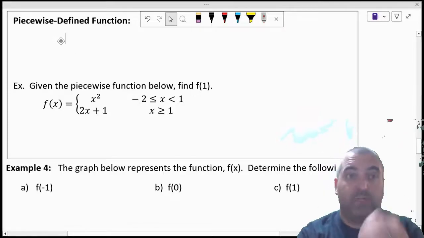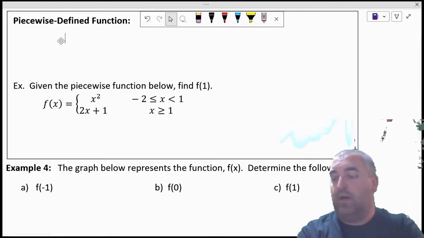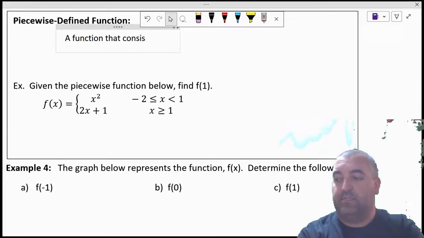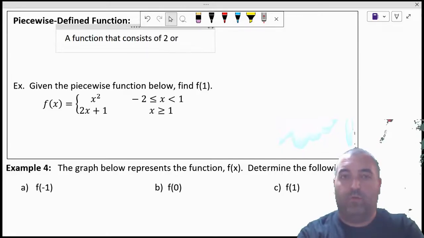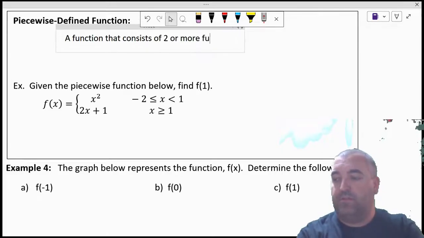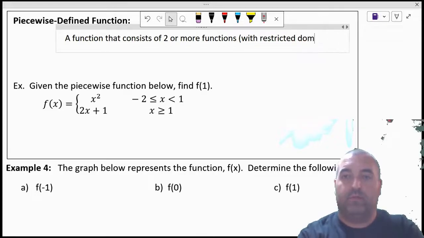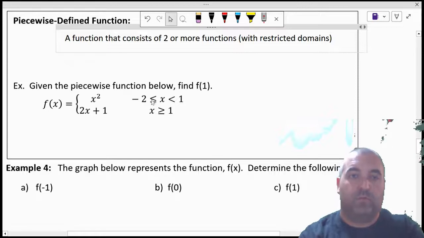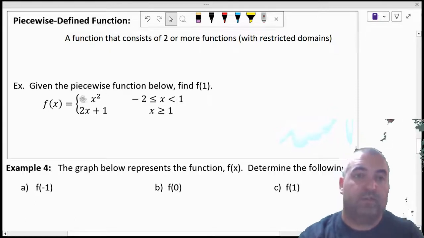Today we're going to look at piecewise-defined functions. And the first thing, we're just going to do a quick definition here. So it is a function that consists of two or more functions with restricted domains. So what that means is you have something like this example.